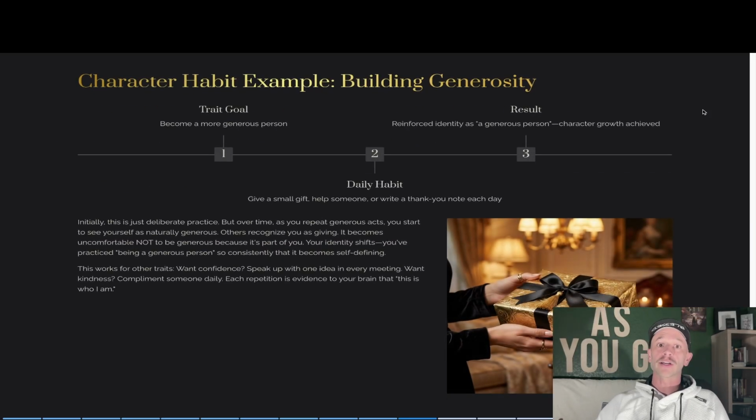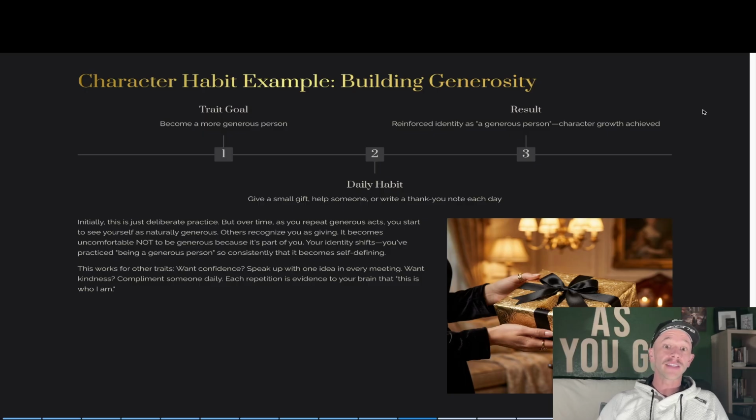So here's a character habit example, building generosity. The trait goal is to become a more generous person. Daily habit: give a small gift, help someone, or write a thank you note each day. The result is reinforced identity as a generous person. Character growth achieved. Huzzah! Initially, this is just a deliberate practice, but over time, as you repeat generous acts, you start to see yourself as naturally generous.